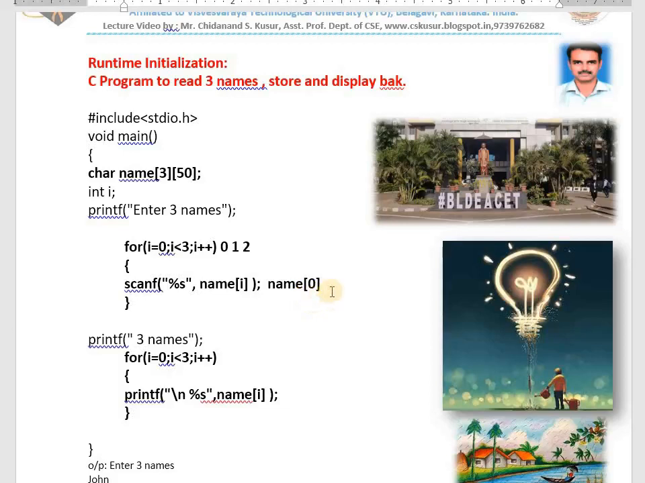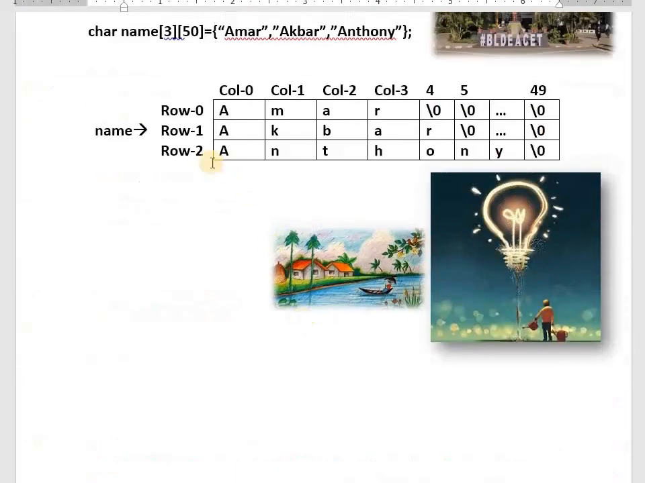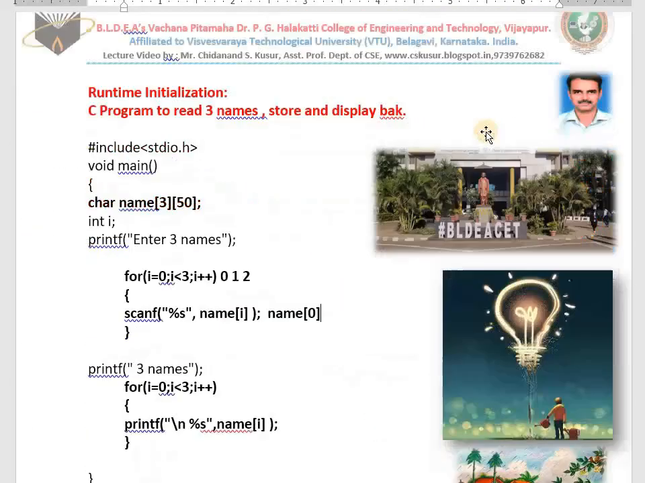In name[0], the first name will be stored. In name[1], the second name will be stored. In name[2], the third will be stored. Like this, name[0] will have the first name, name[1] the second name, and name[2] the third name automatically. No need to give the column index.